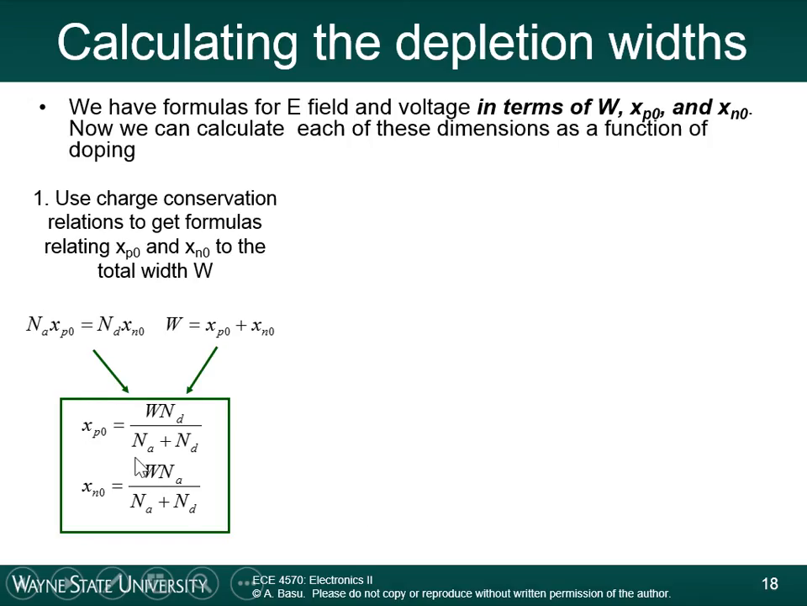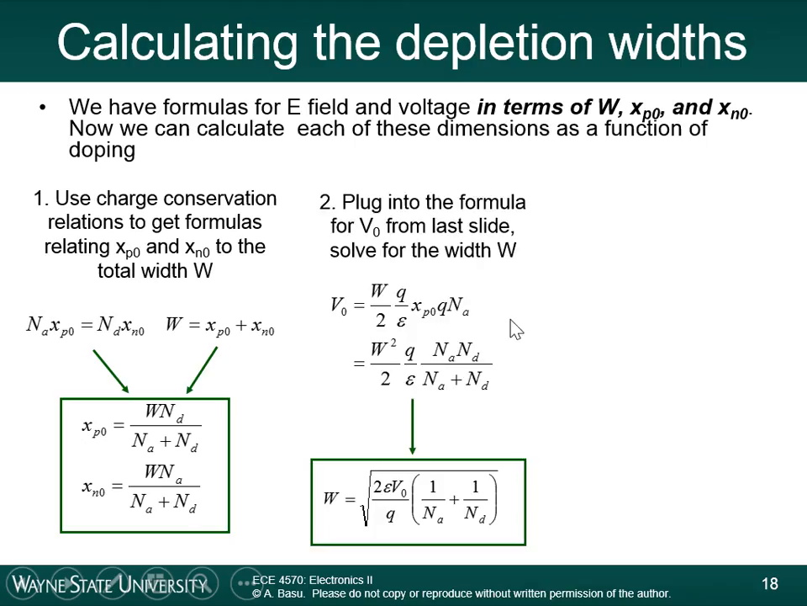This is the space charge neutrality rule: Na times xp is equal to Nd times xn. We can combine those to get these relations here, just simple algebraic manipulation. So the second step is that we plug these into the formula for V0 from the last slide and solve for the width W.